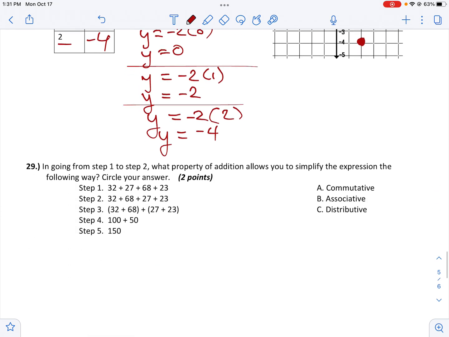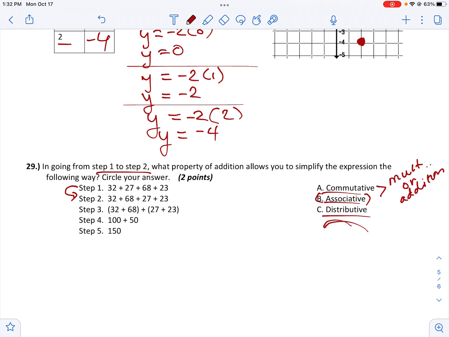Last question, number 29. In going from step 1 to step 2, so from this step to this step, what property of addition allows you to simplify the expression the following way? Circle your answer. So commutative, associative, or distributive? Remember, associative is when we group. Okay, distribute is when we distribute something. And commutative is when you can rearrange. Remember, these two only work with multiplication or addition, where order does not matter.